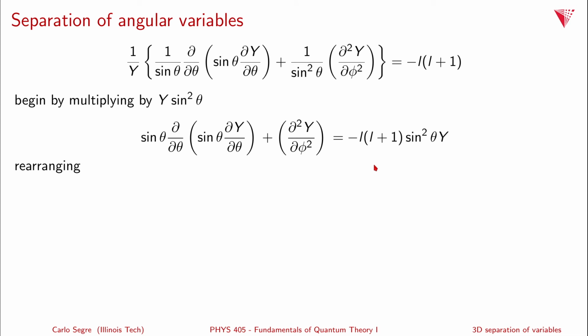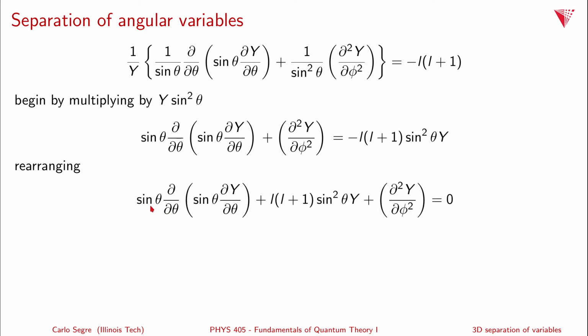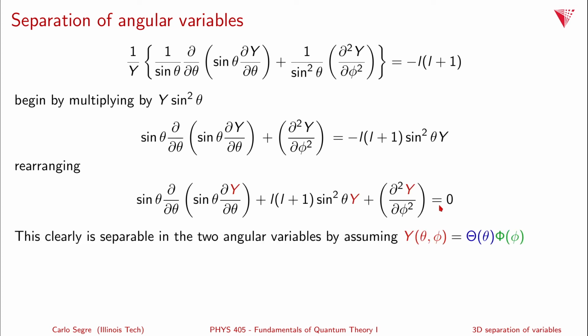We now can rearrange this to group all the theta dependence and all the phi dependence separately. And that gives us sine theta, partial with respect to theta, applied to the quantity sine theta, partial Y with respect to theta, plus L(L plus 1) sine squared theta times Y, plus partial squared of Y with respect to phi squared, is equal to 0. If we now assume that Y is equal to two functions, capital Theta of theta and capital Phi of phi, we can now complete the separation.